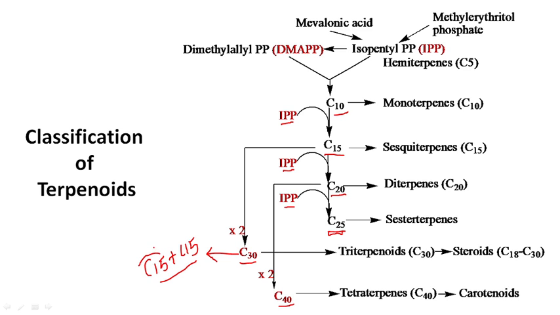C15, it can be called sesquiterpene, or we can call it farnesyl pyrophosphate, FPP. 2 molecules of FPP will give rise to first squalene, and further cyclizations in the squalene will give rise to various steroids.